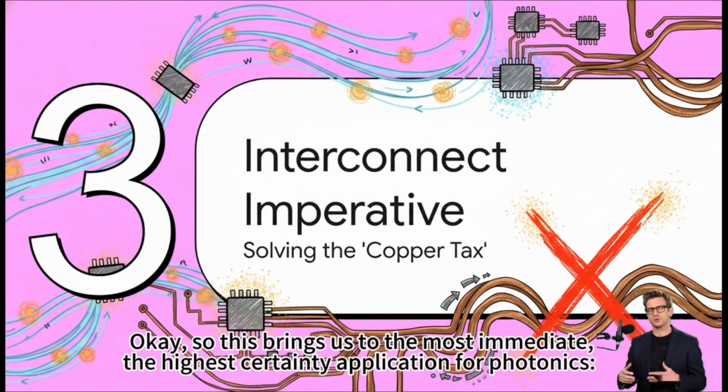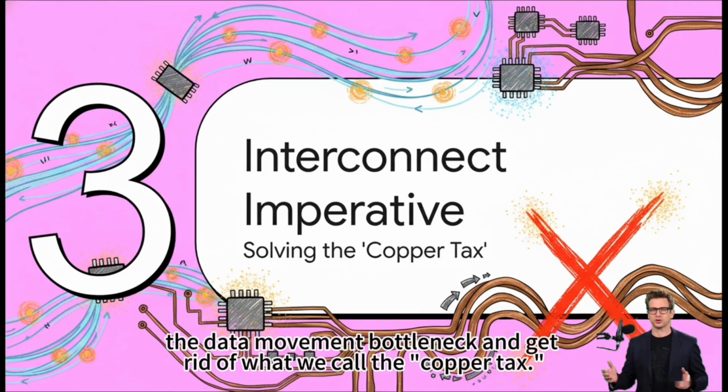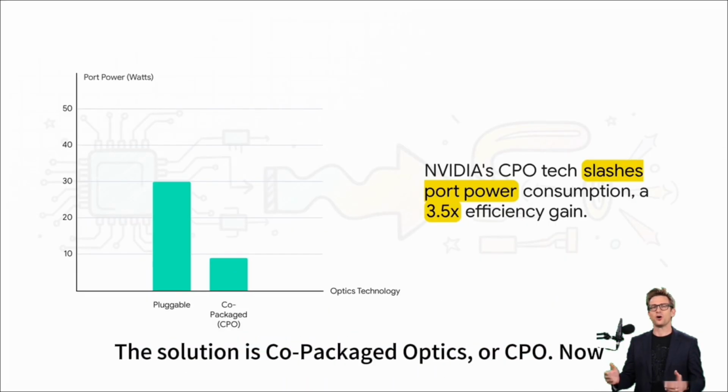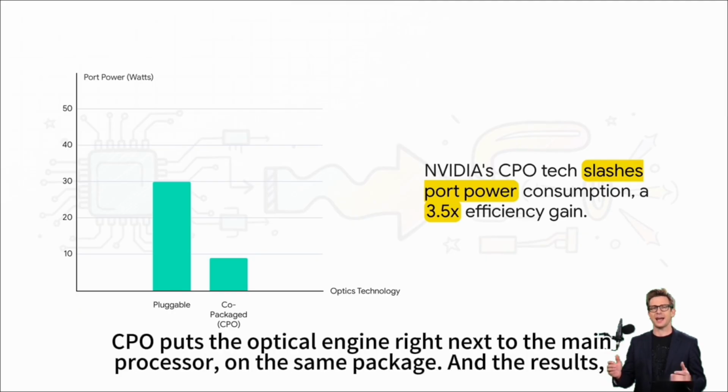Okay, so this brings us to the most immediate, the highest certainty application for photonics, the interconnect imperative. The mission here is really simple. Use light to kill the data movement bottleneck and get rid of what we call the copper tax. The solution is co-packaged optics, or CPO. Now, instead of having a clunky pluggable module on the edge of a circuit board, CPO puts the optical engine right next to the main processor, on the same package.